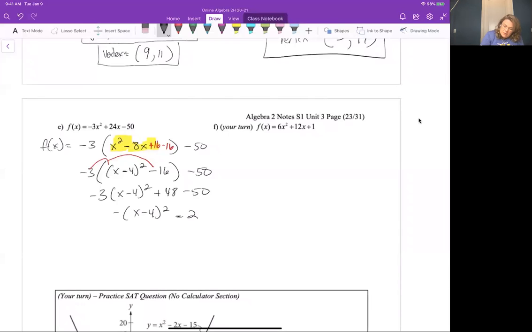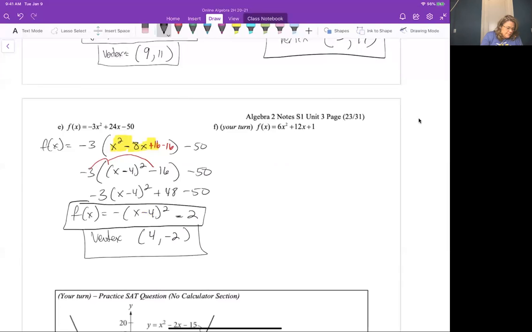I will get -2. This is my function written in vertex form. And then what are the coordinates of my vertex? Well, I see that I have my h value, which is right here, is equal to -4. So my vertex has a coordinate of 4, comma, -2. Okay. Why don't you try one yourself?